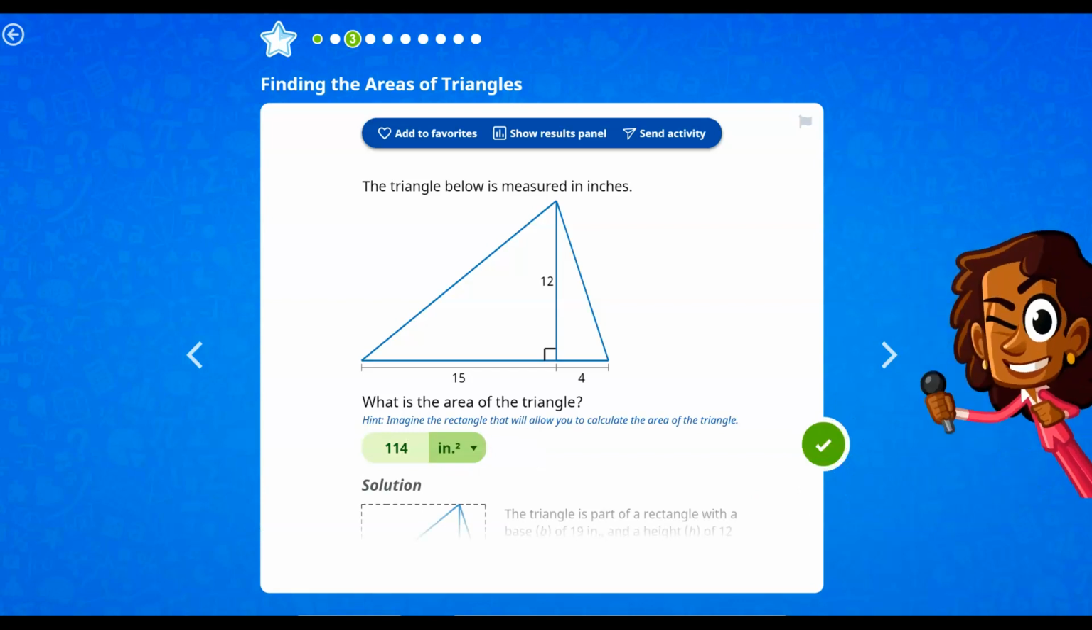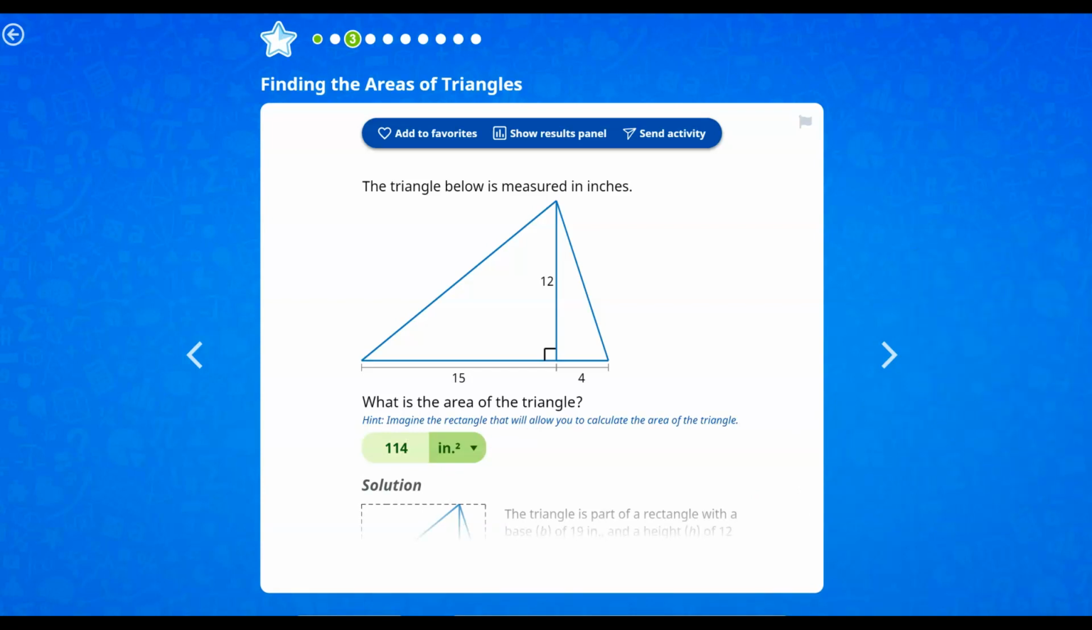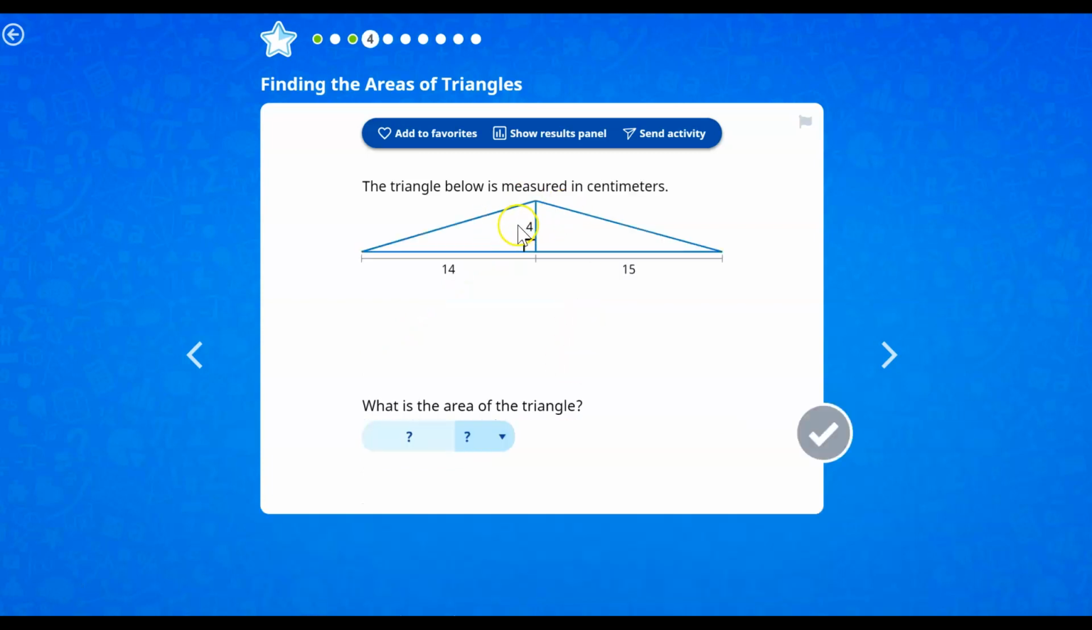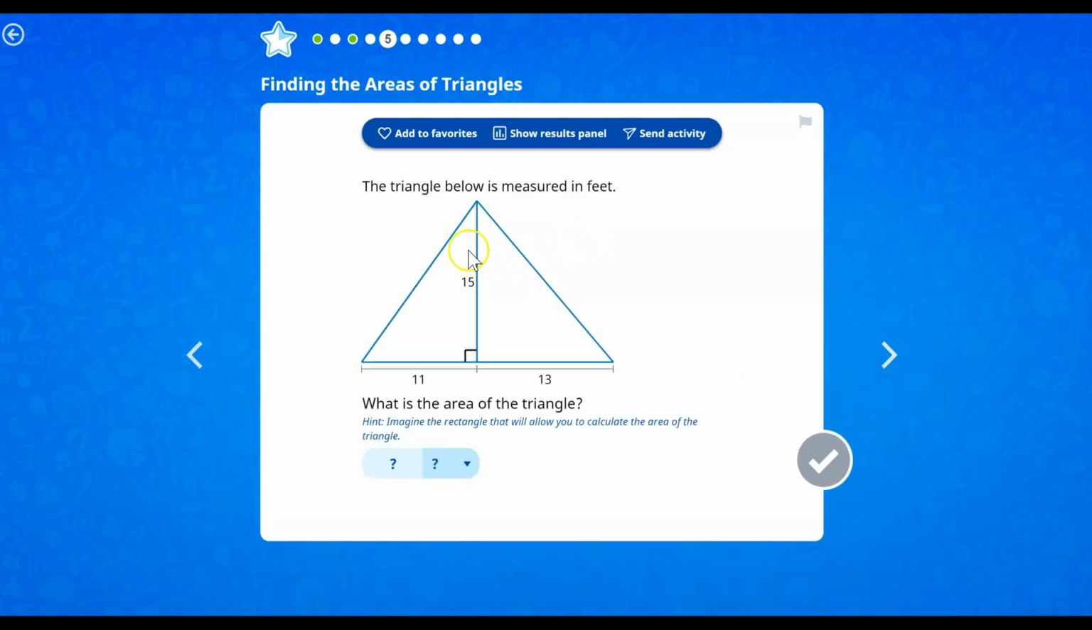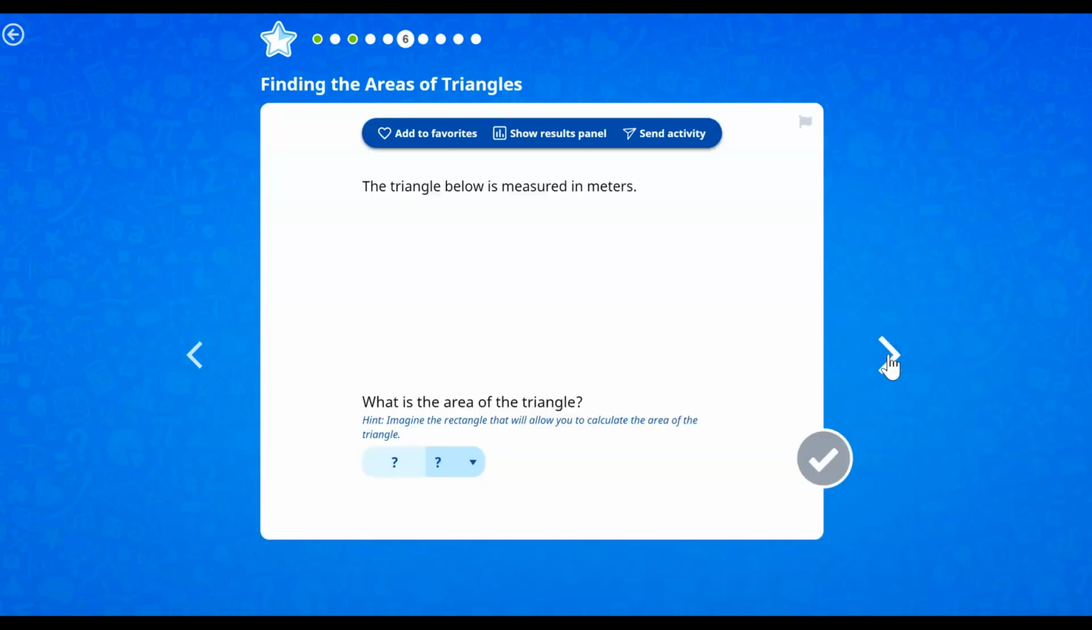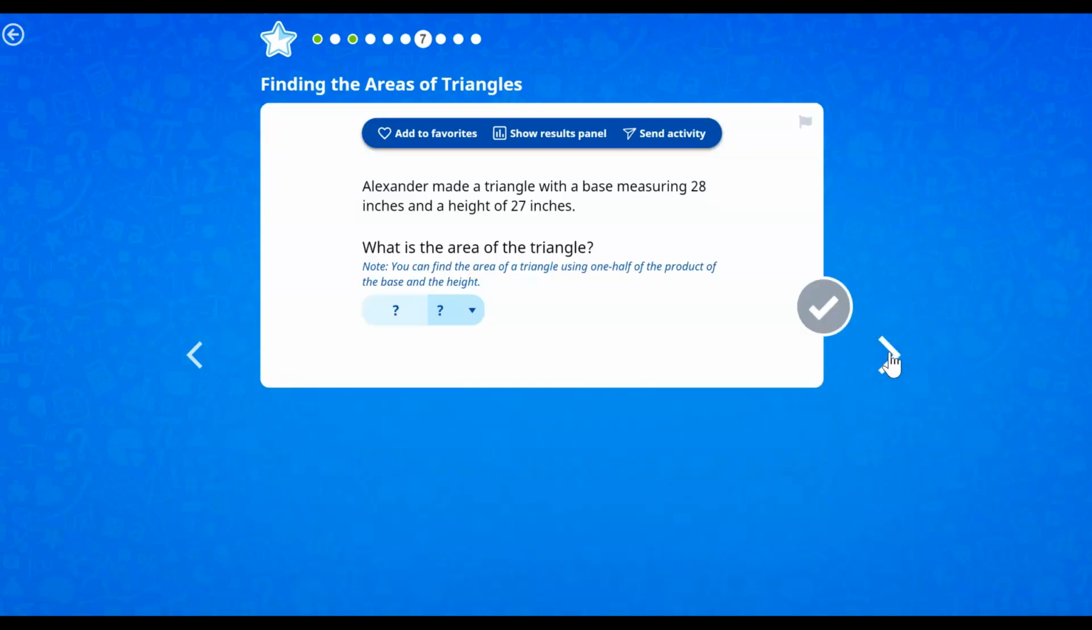All right, again, if you mess up a whole bunch of times, I would retry the problem just to get your percentage up. But you can see this is another problem where 4 is your height, 14 and 15 need to be added together in order to get your base. Here's another problem where 15 is your height, but 11 and 13 need to be added together in order to get your base. Same with this problem here, 5 and 9 need to be added together. Just trying to make you do a little extra step here.